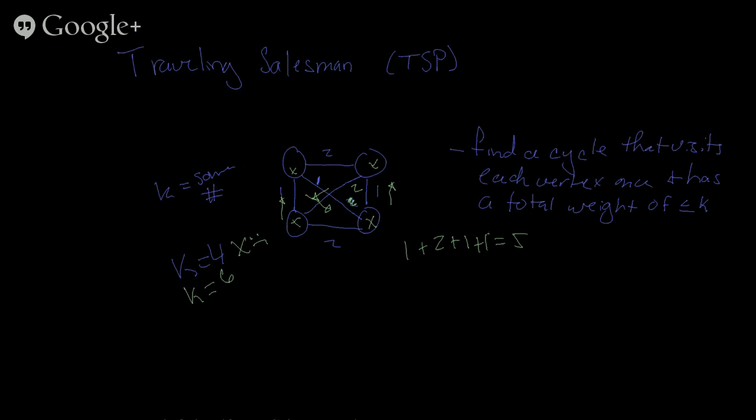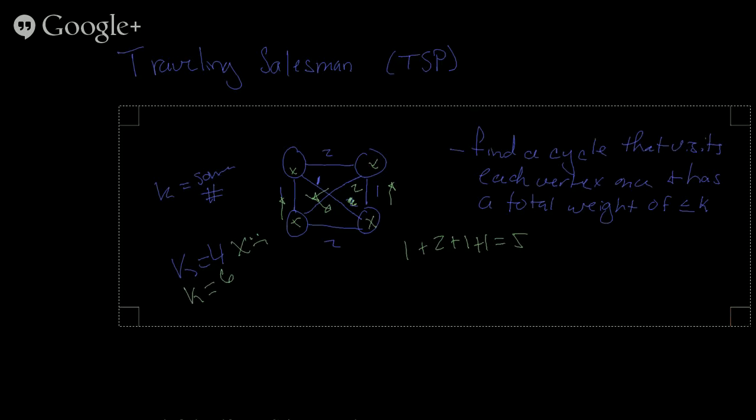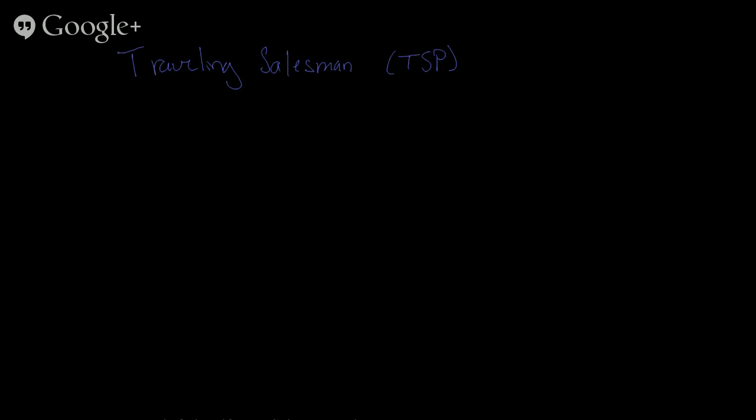So your machine wants to check this solution to make sure that A, there is a cycle, which means you start and end at the same place. B, each vertex is visited once. And C, your total weight is less than or equal to some number k. So with that being said, and again, I've kind of given you all the information that you need here, and you just have to put it all together. I'm going to give you the input and output, and I'll leave it to you from there.